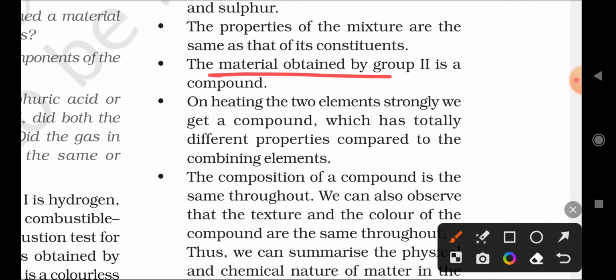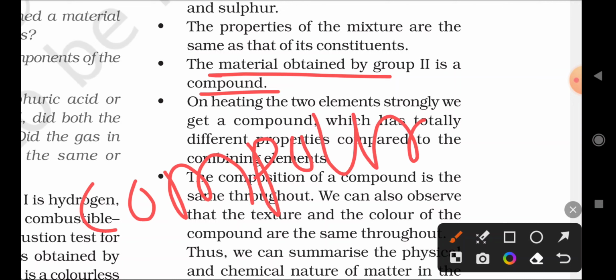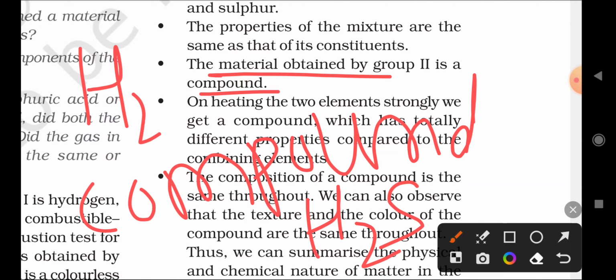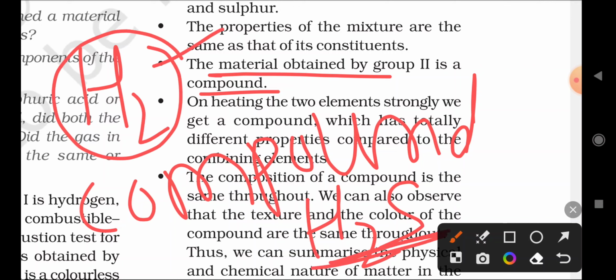The material obtained by group 2 is what? Compound. The material obtained in group 2 is called a compound, because which gas is liberated? Hydrogen sulfide. But in the first group only hydrogen gas is liberated, so this is called an element, and this is called a compound, because here two elements are combined to form a new substance, which is called a compound, right?